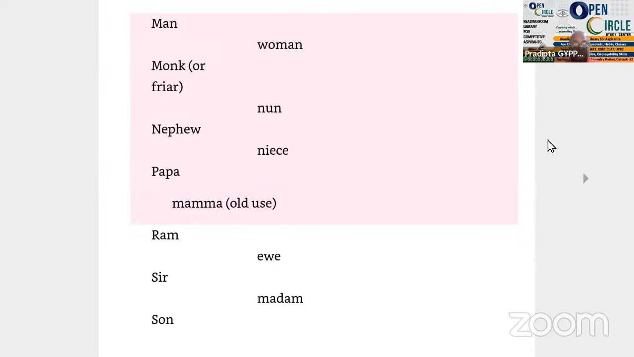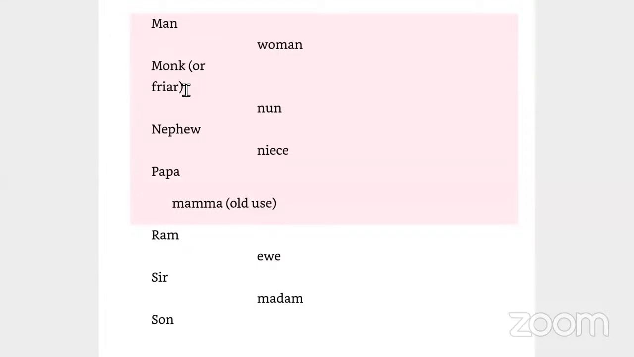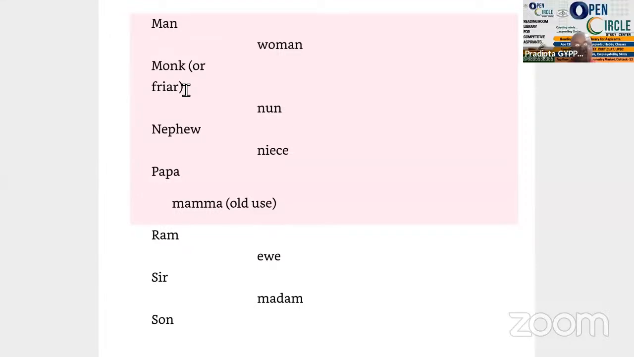Any doubt till now? Biswaranjan, any doubt? Bhabya, any doubt? Yes, sir. Man, woman. Monk or a friar and a nun. Who's a friar? Who's a monk? A saint. Saint who lives in a monastery. What's the spelling of monastery?